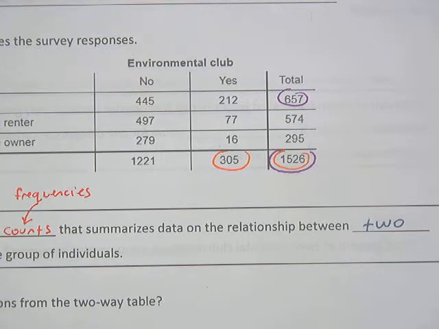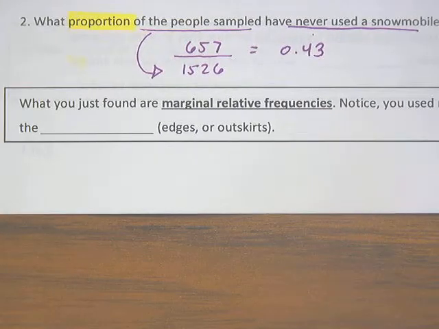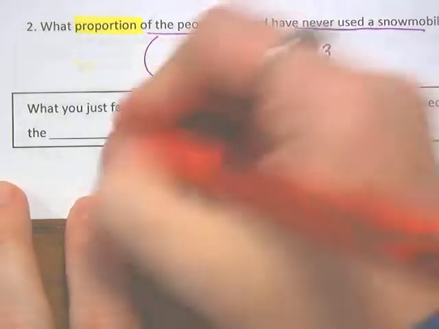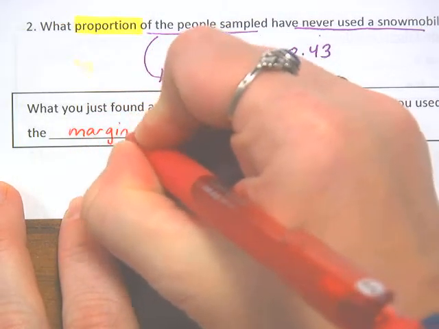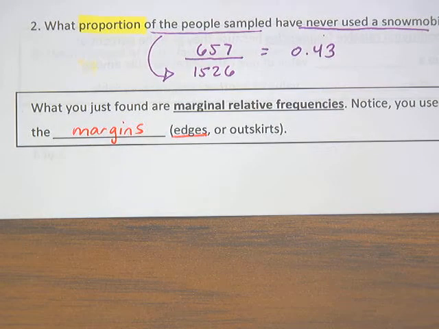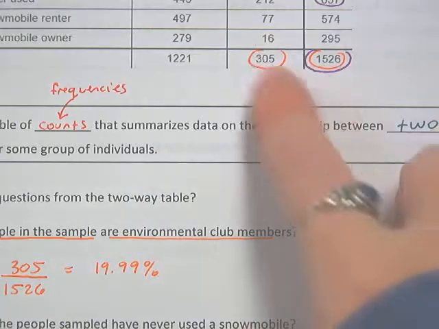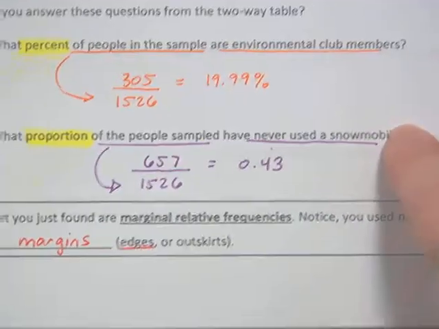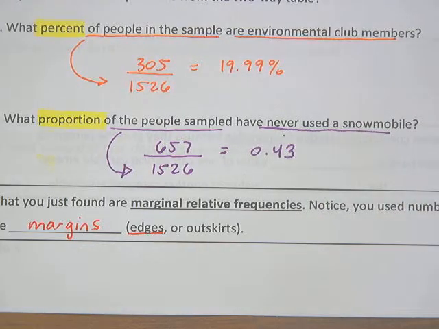So this is called marginal relative frequency. Look at the bottom of your page in the box. It's kind of a definition here. What you just found are marginal relative frequencies. Notice you use numbers that were found in the margins. So if your homework problem asks you to find a percent of people who blah, blah, blah, and then it says, what kind of relative frequency is this? And you look back and both of your numbers came from the edge, then you're going to say it's marginal relative frequency. And relative frequency just means proportion or percent.